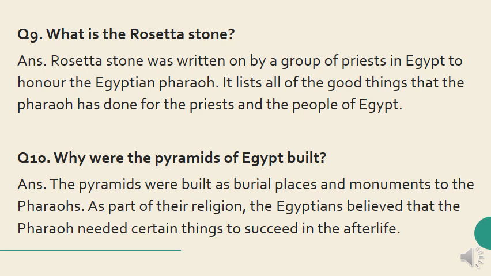So this is why they built the pyramids, because they thought that after they die, there should be monuments for them. Like our Quaid-e-Azam has a monument, a place to be remembered that they lived there. So they made special burial places and monuments for their pharaohs, the kings of Egypt, because it was a part of their religion. They believed that the pharaoh needs certain things to succeed in the afterlife, meaning the life after death. That's why they built all of these pyramids.